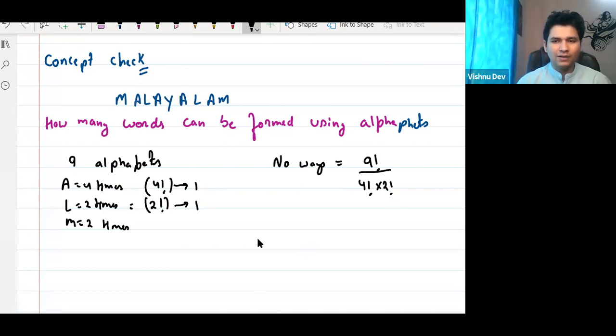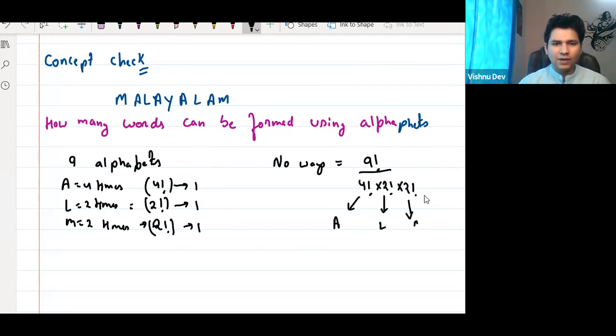In the same way, M is also 2 times. M is 2 factorial, 1 time, so it is also 1. So I have to divide again by 2 factorial. So this 4 factorial is for repetition of A. This 2 factorial is for repetition of L. And this is for repetition of M.